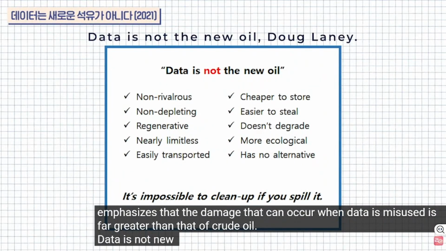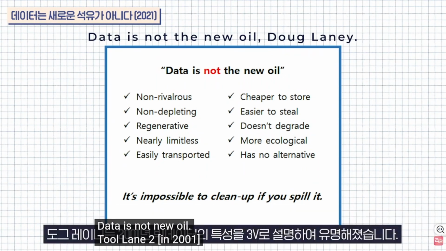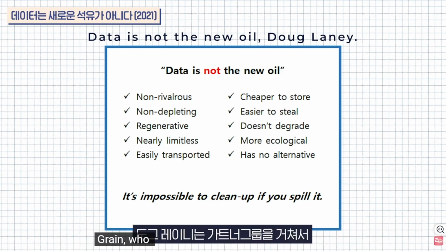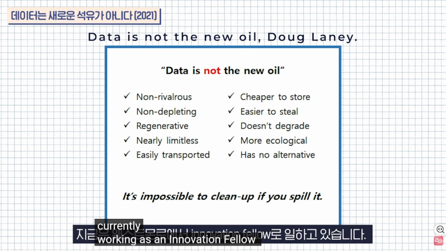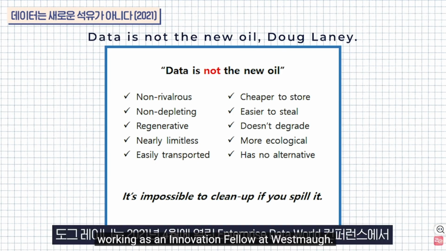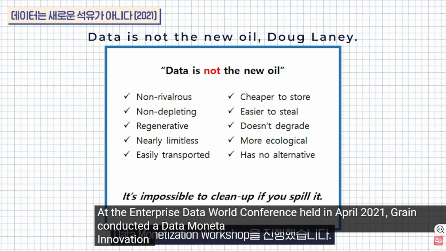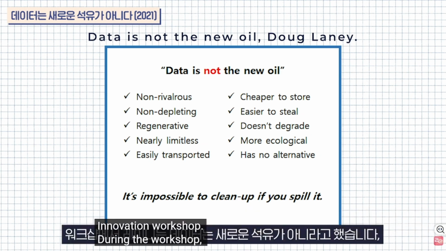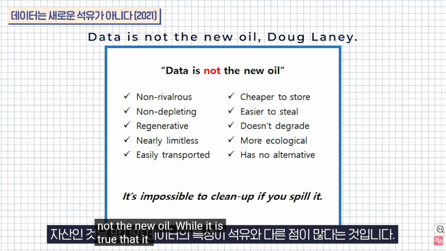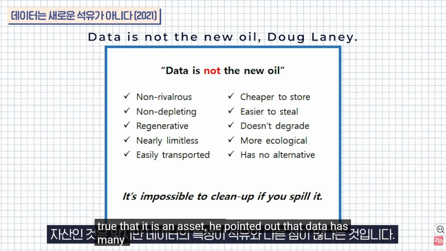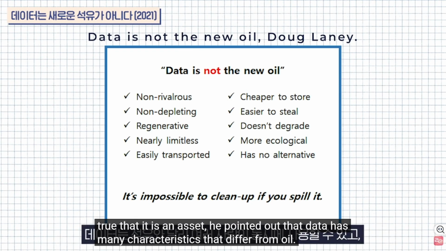데이터는 새로운 석유가 아니다. 더그 레이니는 2001년 빅데이터의 특성을 3V로 설명하여 유명해졌습니다. 더그 레이니는 가트너 그룹을 거쳐서 지금은 웨스트먼로에서 이노베이션 펠로우로 일하고 있습니다. 더그 레이니는 2021년 4월에 열린 엔터프라이즈 데이터 월드 컨퍼런스에서 데이터 모네타이제이션 워크숍을 진행했습니다. 워크숍에서 레이니는 데이터는 새로운 석유가 아니라고 했습니다. 자산인 것은 맞지만 데이터의 특성이 석유와 다른 점이 많다는 것입니다.